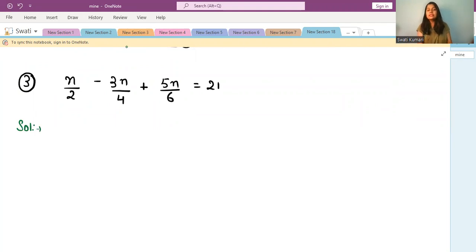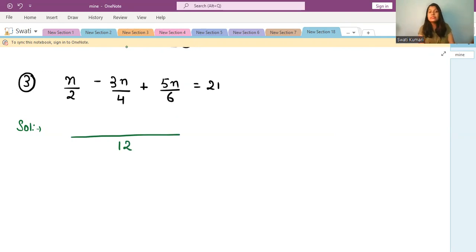So here you can see that everything on the LHS is in n only. So we don't have to shift anything right now. We can directly solve this LHS. So you can see that we have 2, 4, and 6, and the LCM of 2, 4, and 6 will be 12. I have already explained how to find the LCM, so I'm directly doing the answer here. So this will become 12.